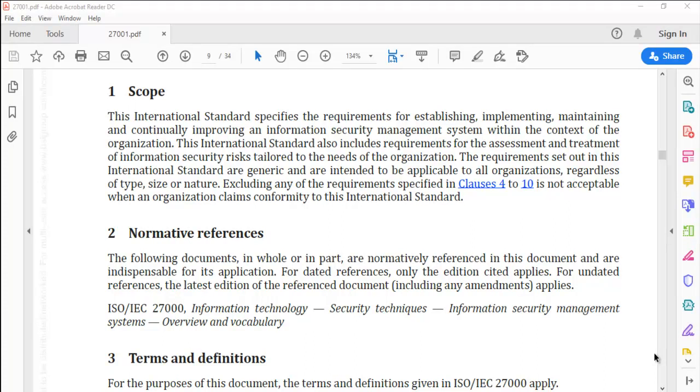Through this video, we shall work at understanding the clause number 1, 2, and 3 of the ISO 27001 standard. Let's read the standard first.